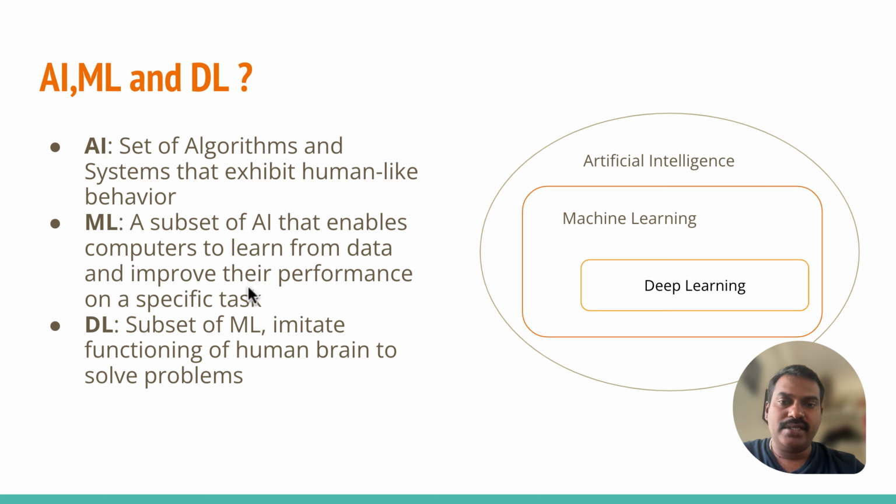Machine learning is a subset of artificial intelligence that enables computers to learn from data and improve their performance on a specific task. We'll see an example in the next slide. Deep learning, again, is a subset of machine learning. It imitates the functioning of a human brain to solve problems.